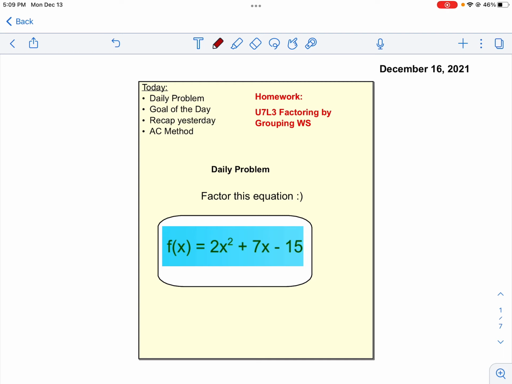We are talking about factoring by brute force, an extension off of yesterday's factoring by grouping, sometimes called the AC method. Today we're going to be talking about a new strategy, brute force.